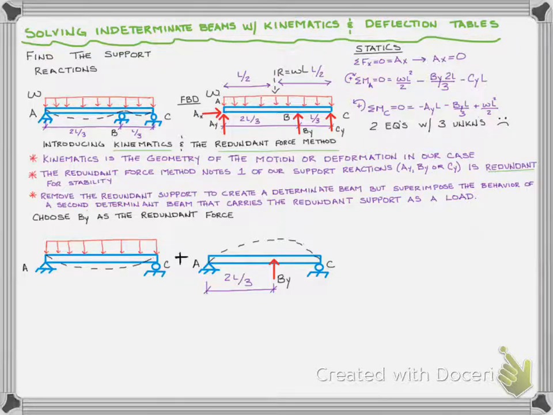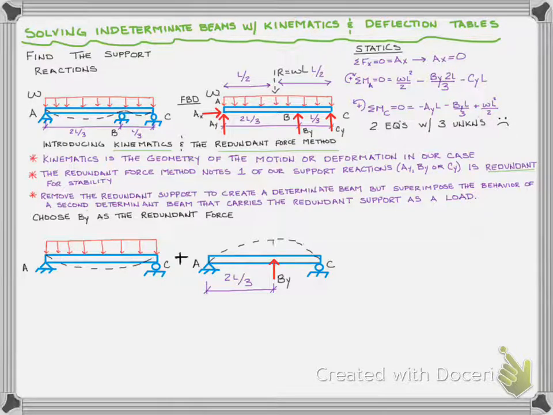If I then add to that, so we're going to superimpose or add the behavior from a second beam. This is really important. Notice it has the exact same support condition. So I kept a pin at A and a roller at C in my second beam. And then I'm going to add the redundant support BY as a load. And we can see that that beam has a deformation. The kinematics of that beam is a frown.